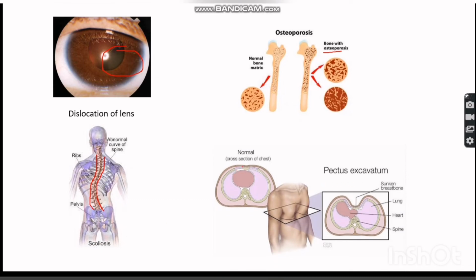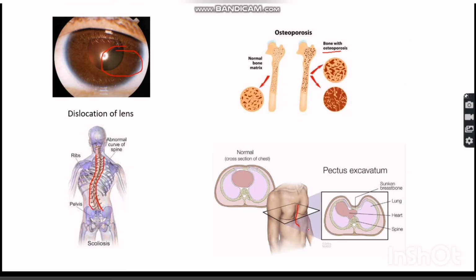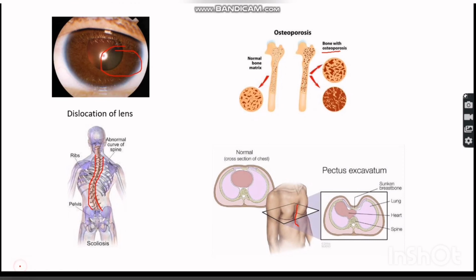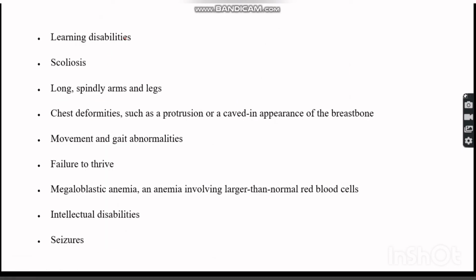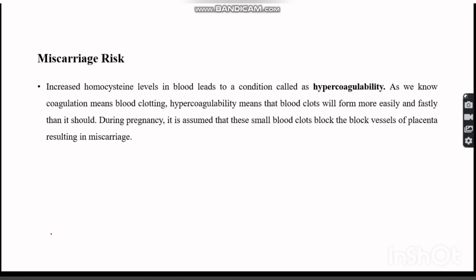Or the chest, this is a cave-like structure. The chest becomes, or there are some deformities in the chest. So other symptoms include learning disabilities, scoliosis, long spindly arms and legs, chest deformities, head movement and gait abnormalities, failure to thrive, megaloblastic anemia, which involves larger than normal RBCs, intellectual disabilities, and seizures.